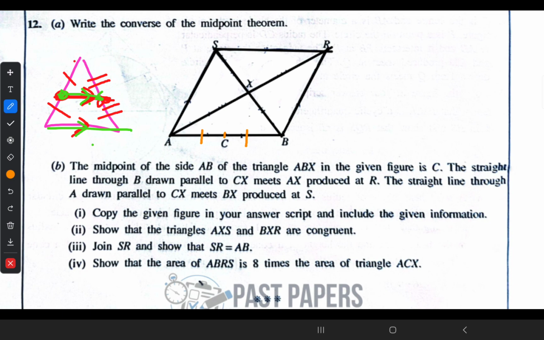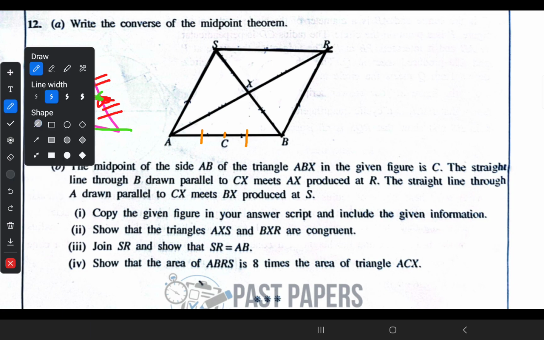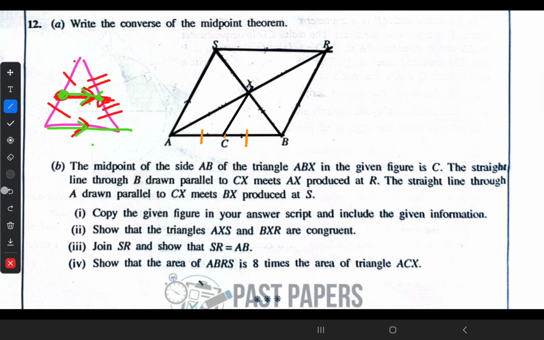The straight line going through B, drawn parallel to CX, meets AX produced at R. Okay. So the statement was, when you connect C and the point X, which is parallel to this BR, that is the given data. I'll read it again. The straight line through B drawn parallel to CX meets AX produced at R. Okay. So these two are parallel.